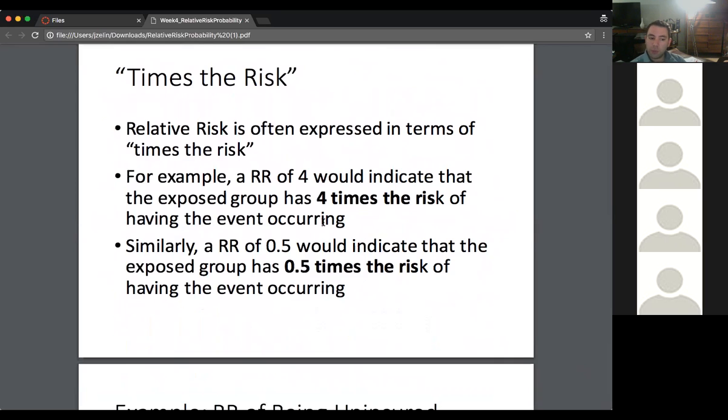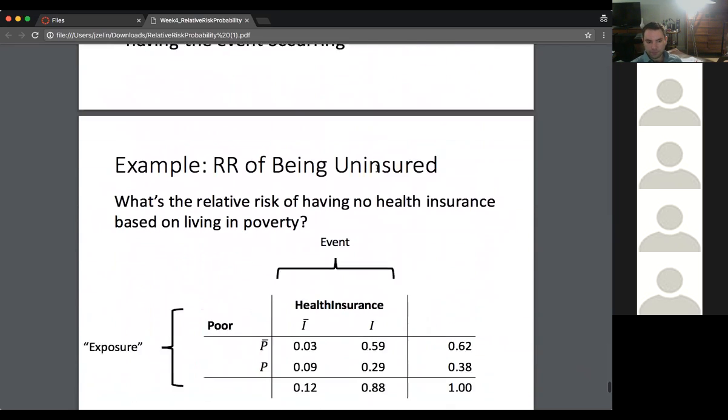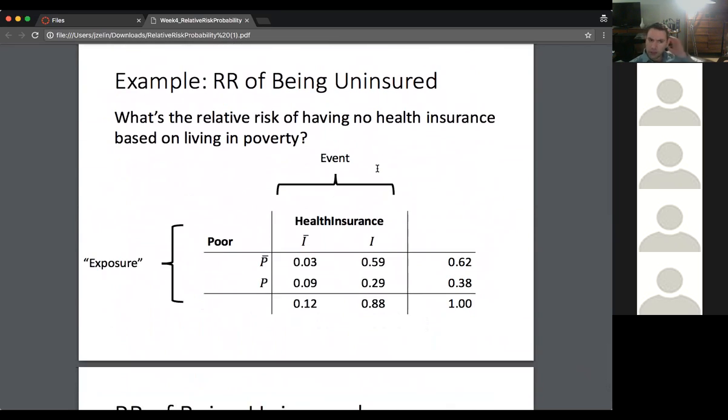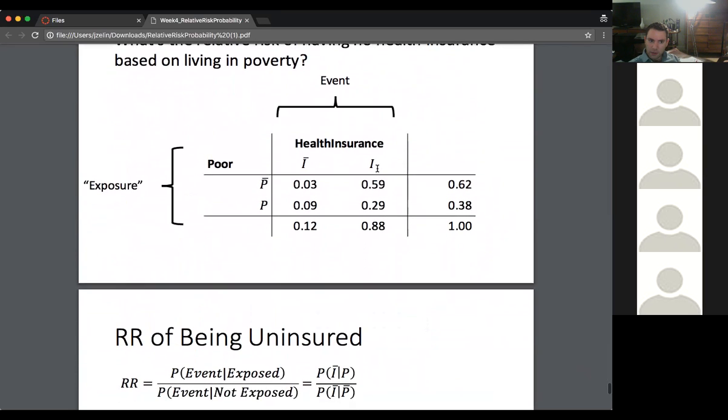Or a relative risk of 0.5 means that they're half as likely to have the event occur to them than the unexposed group. So here we can calculate what the relative risk of having no health insurance is based on living in poverty.